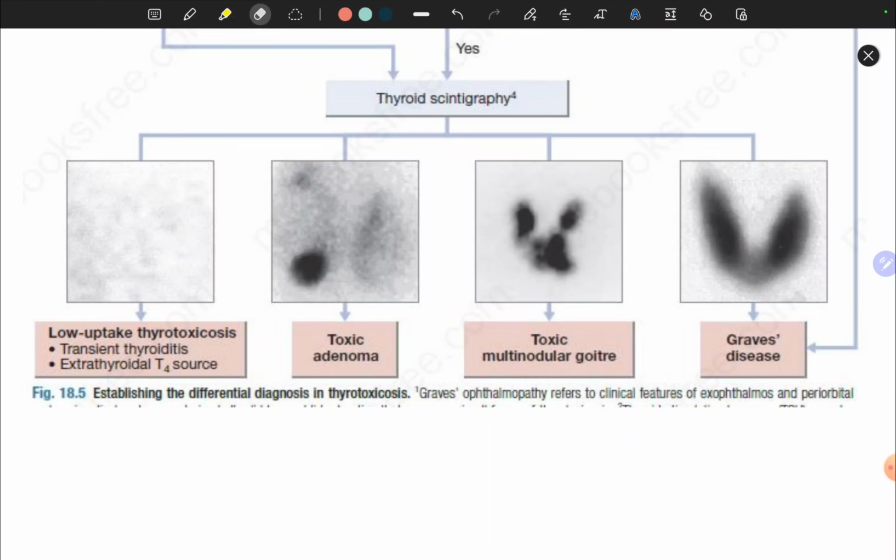Yes, in cases of thyroiditis, in the first few weeks to months they have features suggesting thyrotoxicosis, but later on the condition will be cured or the patient may develop hypothyroidism after that.